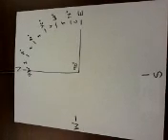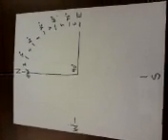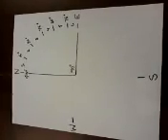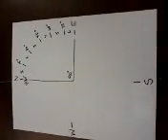Who can tell me how many degrees are in a circle? If you answered 360, you are correct. So a quarter, or 1/4 of the circle, would be our 90-degree angle here.